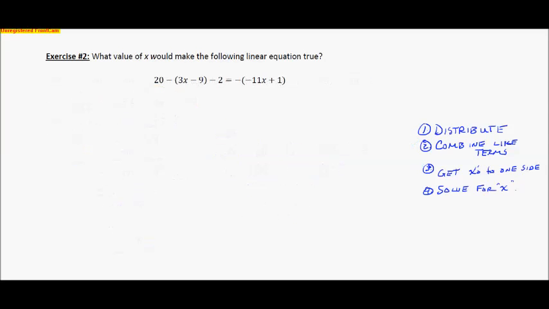Well, here's exercise 2, and we want to do the same thing. What value of x would make the following linear equation true? So again, we just want to solve for x, and we want to go down this list. And at first glance, you'd say, maybe there isn't any distribution to do here, but here's where you have to be really careful, alright?